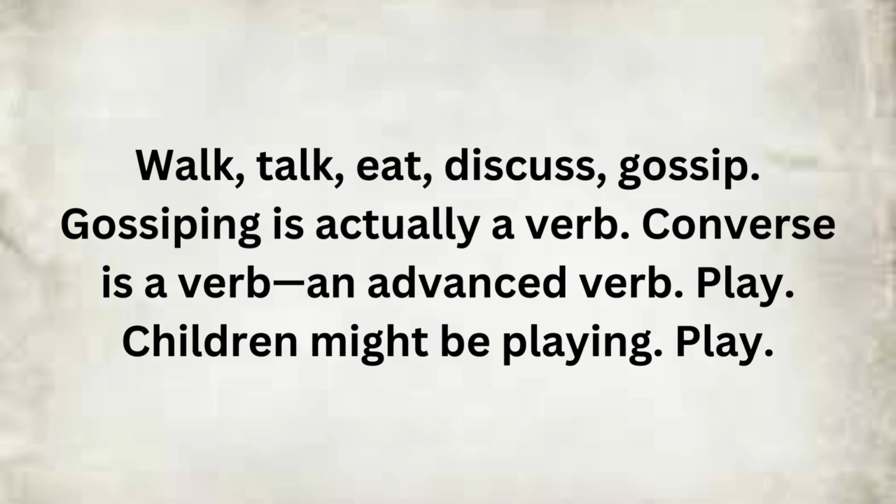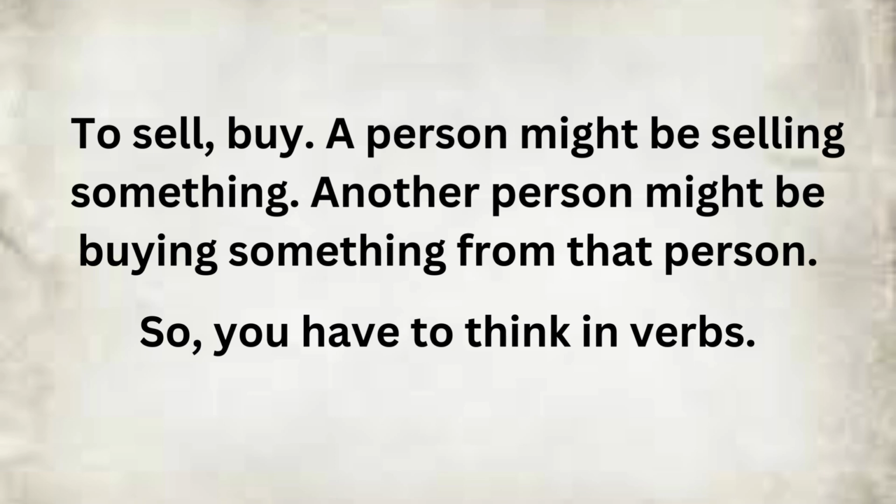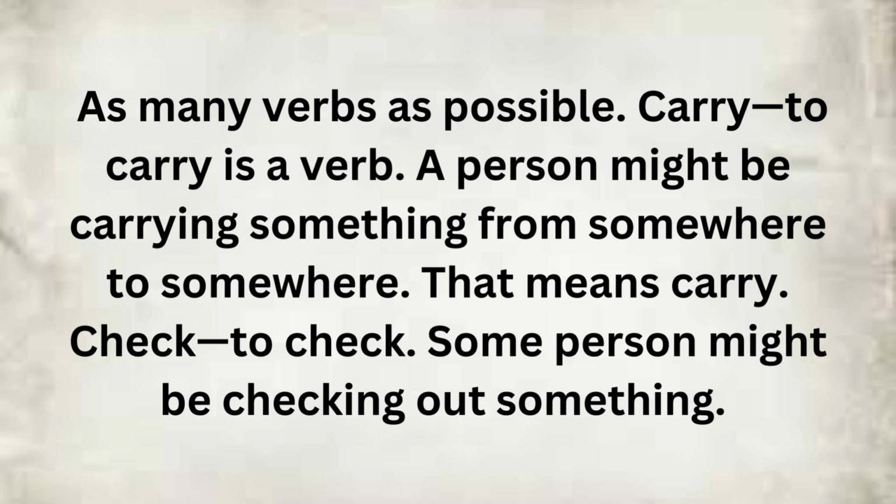Gossiping is actually a verb. Converse is an advanced verb. Play. Children might be playing. To sell, buy. A person might be selling something. Another person might be buying something from that person. So, you have to think in verbs, as many verbs as possible.